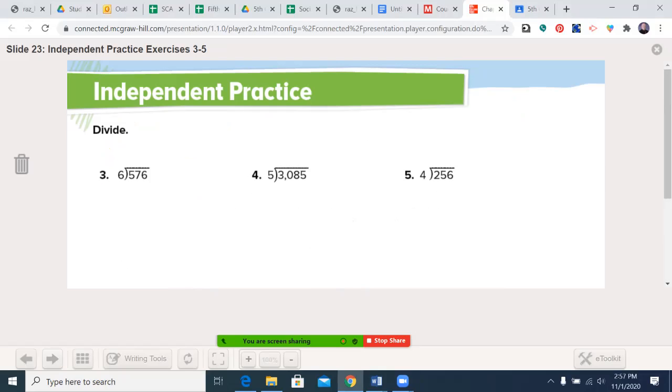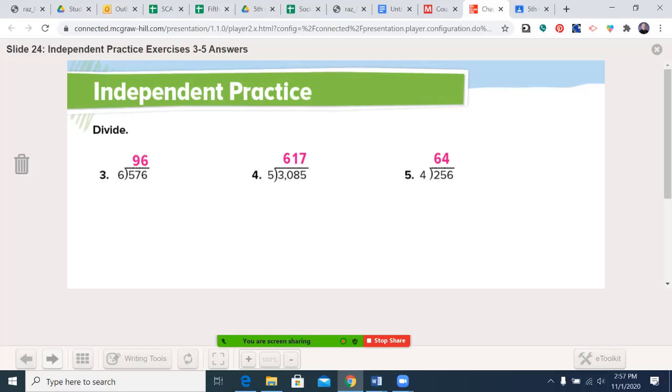Will the 6 go over the 5? Will the 5 go over the 3? Will the 4 go over the 2? You know the answer to all that. And then go ahead and use your standard algorithm. Once you're done doing these problems, pause the video and let's go back and see how you did. You may pause the video now.